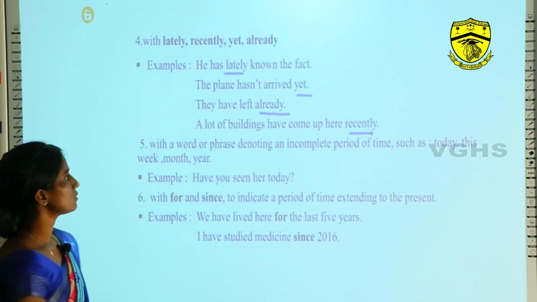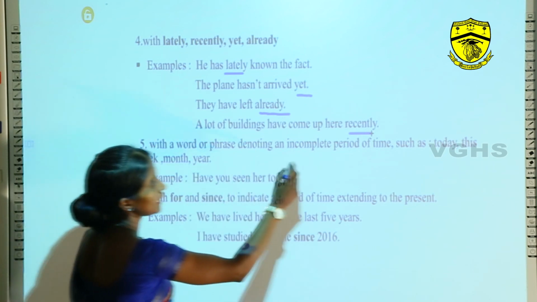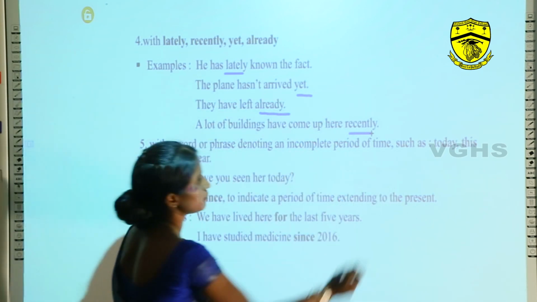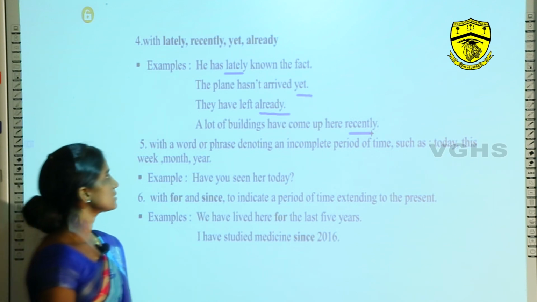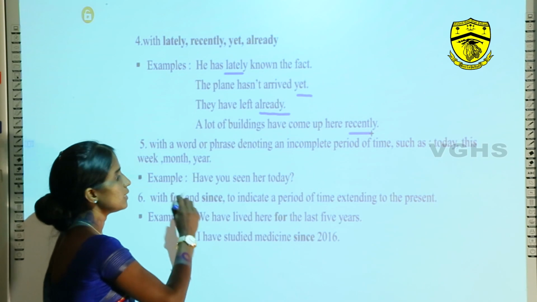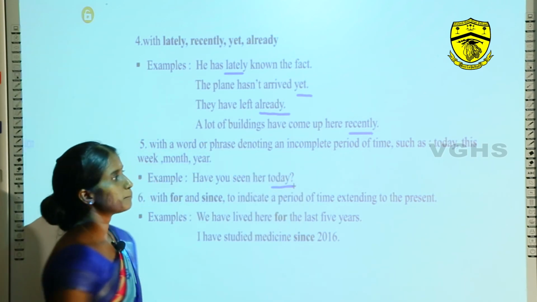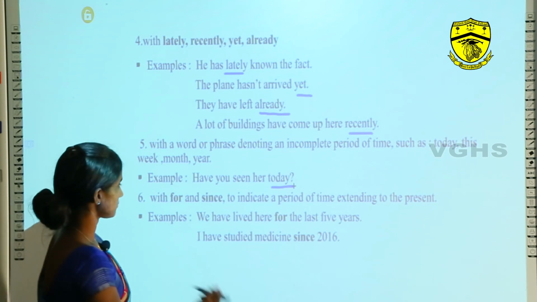And the fifth one: we can use it with a word or phrase denoting an incomplete period of time such as today, this week, month, year. Example, have you seen her today? Here today is an incomplete period of time.